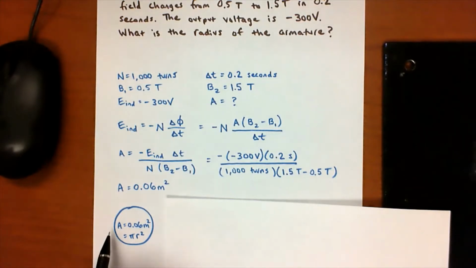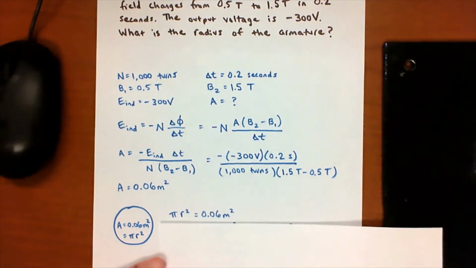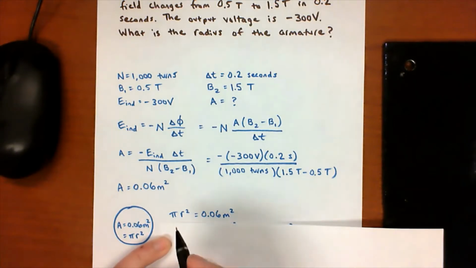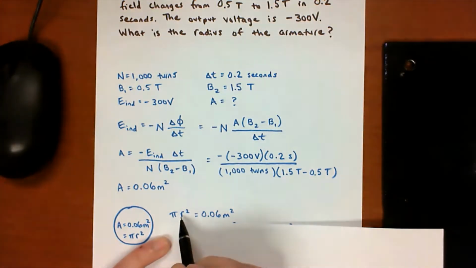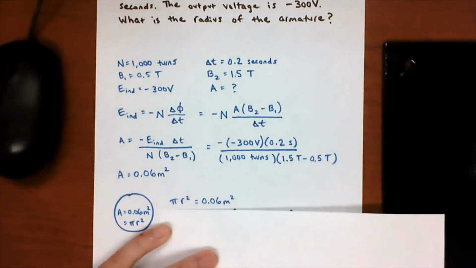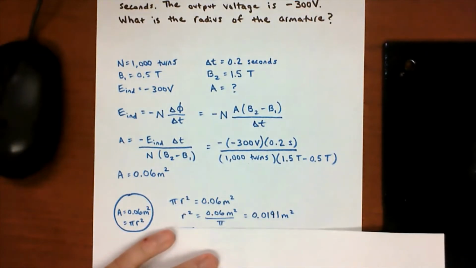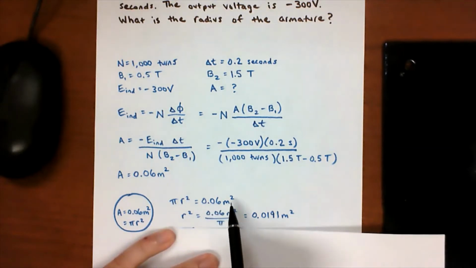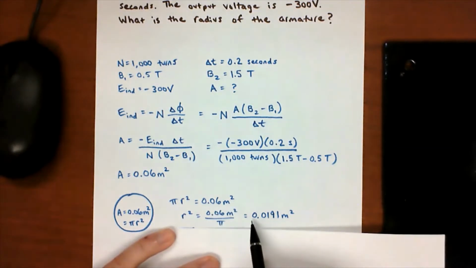So if we know the area is 0.06 meters squared, and we also know the area is equal to pi r squared, we can set this equal to this and solve for r. So that's what we're going to do. We're going to say 0.06 meters squared equals pi r squared. We're going to want to solve for r. So how do we do that? We need to divide both sides by pi. Then we're going to get r squared equals 0.06 meters squared divided by pi, which is 0.0191 meters squared.